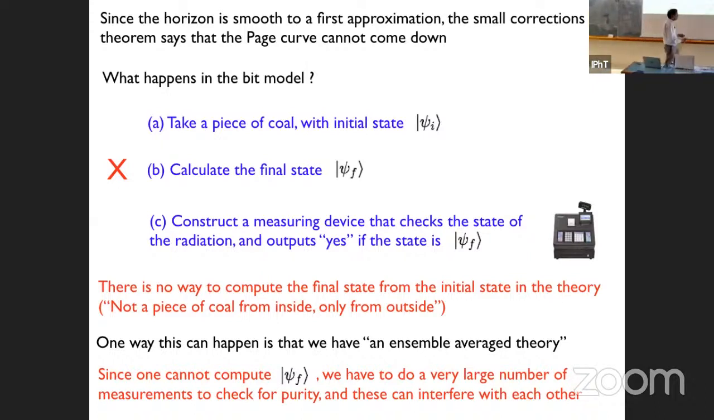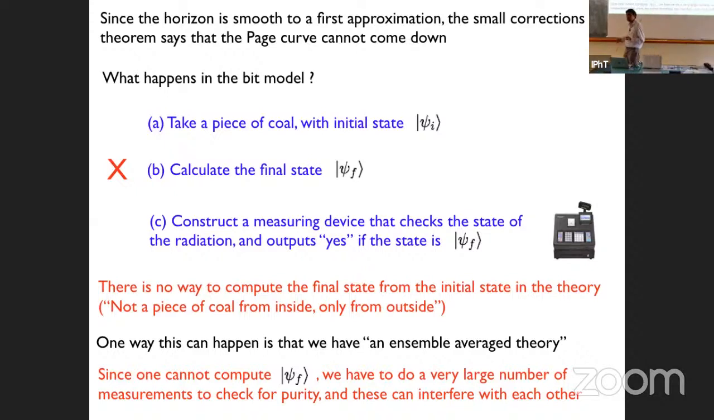But roughly speaking, if you have an ensemble average theory, if he doesn't have a given Hamiltonian, then in one instance of the thing, you don't actually know what you will get. But in any case, if you actually had a way to compute the psi f, you only had to do one measurement to check this. You could maybe do two measurements to check it if you really want to be sure. But he would need e to the S measurements.